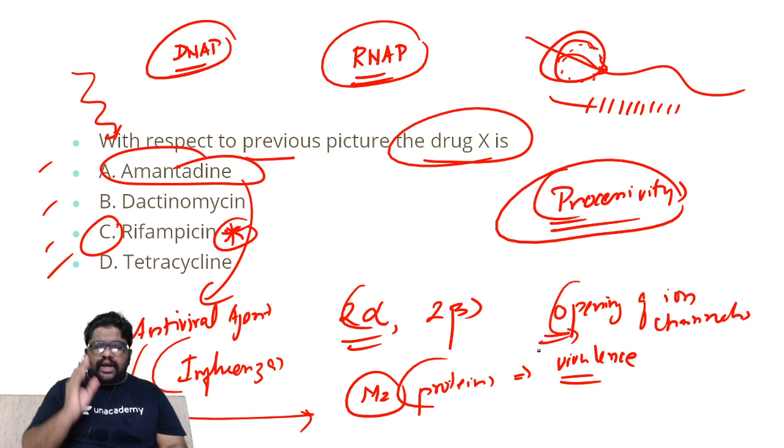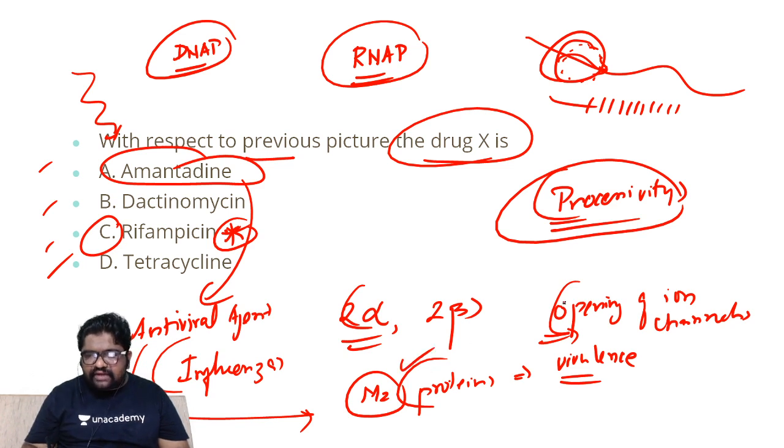That's why I'm telling you, amantadine is an antiviral agent. It is not related to the bacteria right now. This amantadine is capable of blocking the M2 protein. That M2 protein is a virulence factor, and it opens the ion channels, right? Because of which the influenza virus becomes less and less virulent.